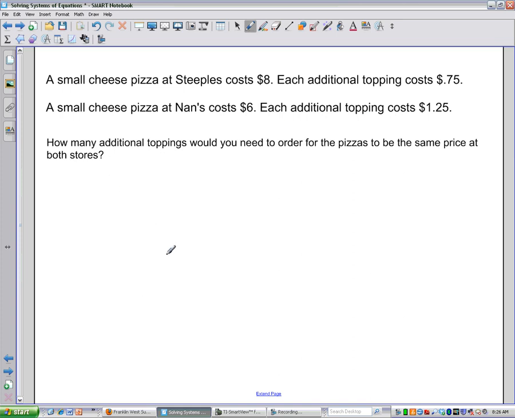All right, and then the typical sort of problem where we might run into this situation is some sort of thing where we're comparing two things. A lot of times we compare phone companies. You might compare your cell phone plan. You might compare lots of different things. Today, we're going to compare pizzas.